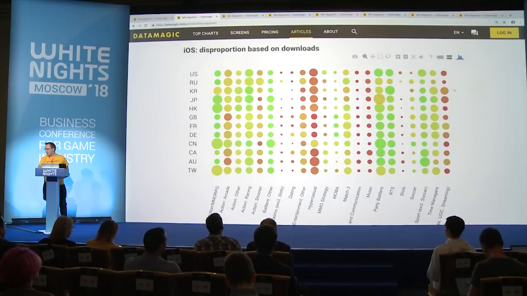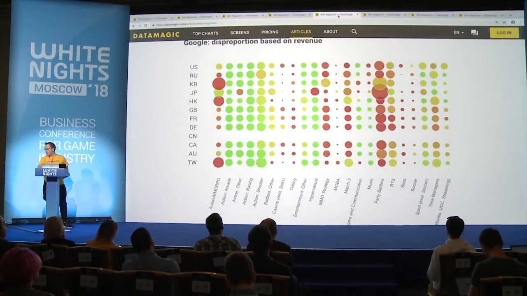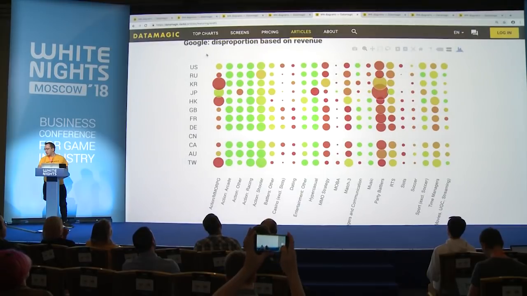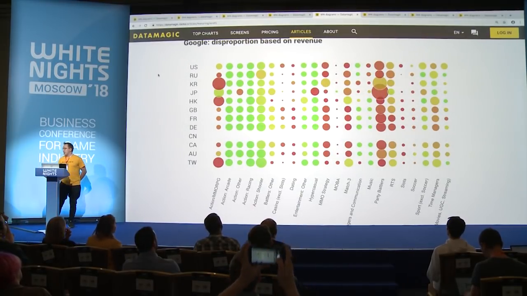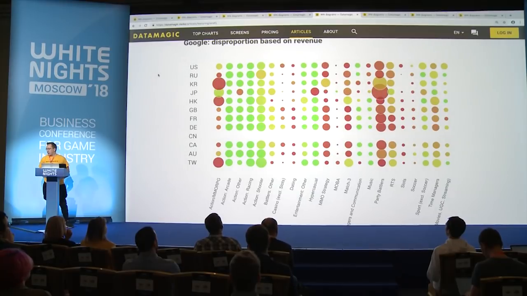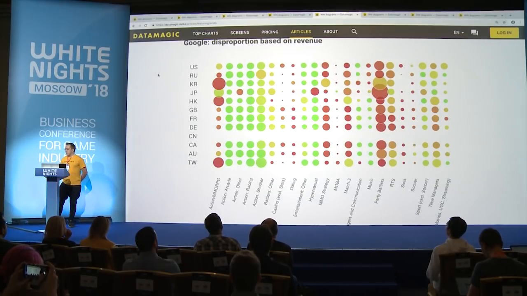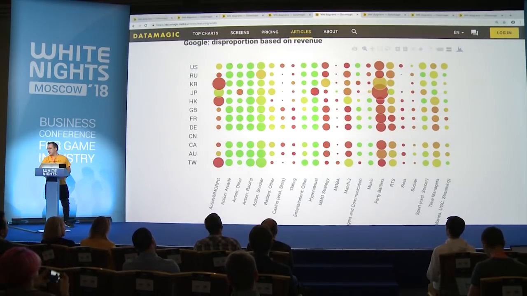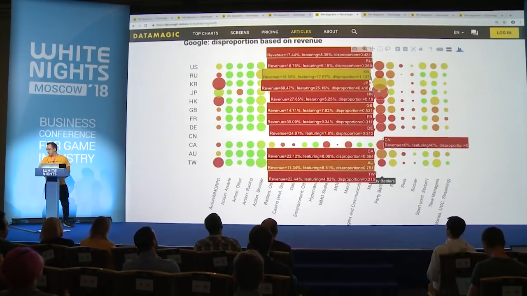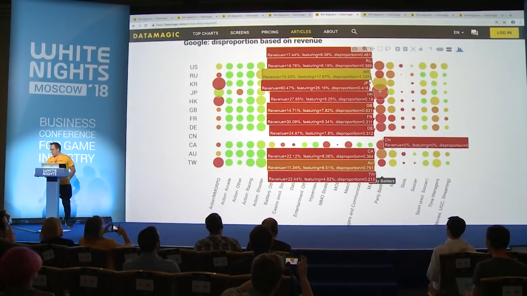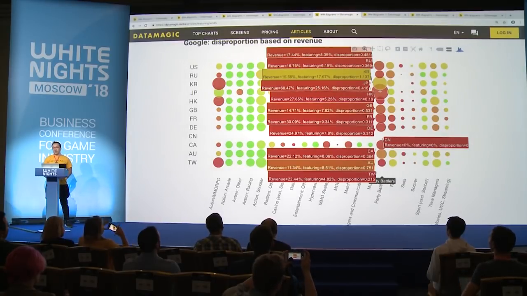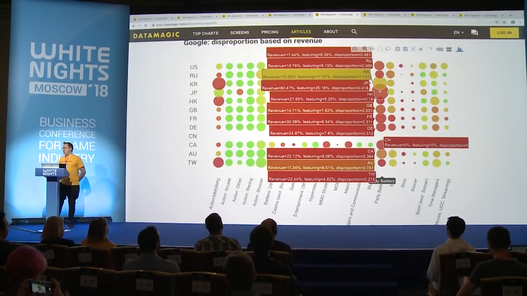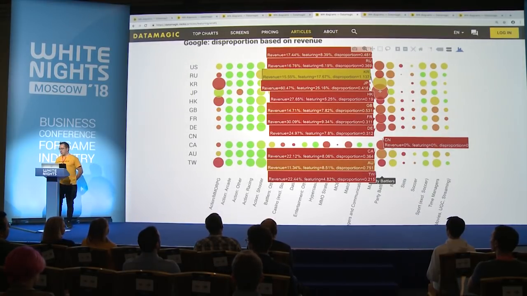Let's now have a look at Google Play Store analysis. This is a revenue-based analysis. We see even more giant circles for party bottlers, and they are less red, which means that Google Play seems to support these genres a bit better. Let's have a closer look. We see that in Japan, party bottlers generate more than 60% of all the revenue in the country, and get 25% of all the featuring capabilities in the country, but the disproportion is still negative. It's like 2.5x negative disproportion.